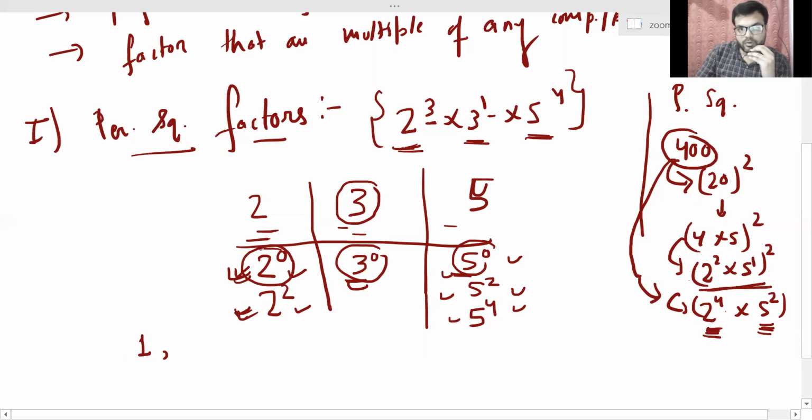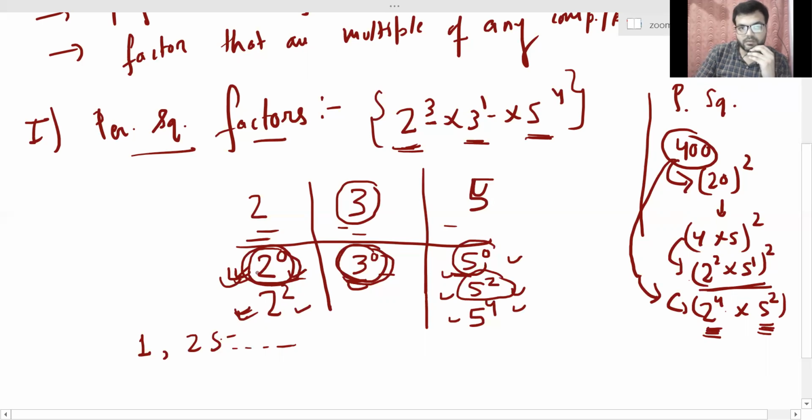Now let's say you took 2 raised to the power 0, in the second column again 3 raised to the power 0, and in the third column you took 5 square. If you multiply these three, 1 into 1 into 5 square is 25. So 25, and so on. By different combinations, you can get the different perfect square factors.